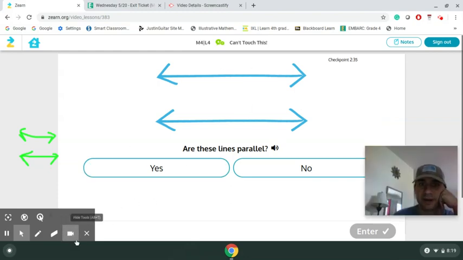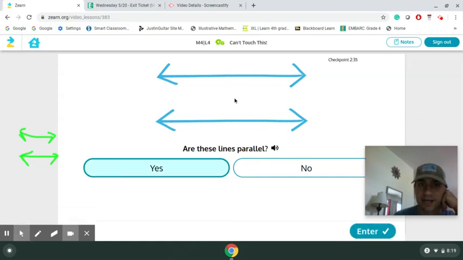Are these lines parallel? What do we think? Yes. They're side by side, they don't touch, and they're the same distance apart forever.